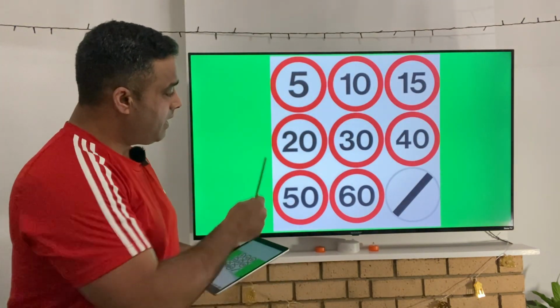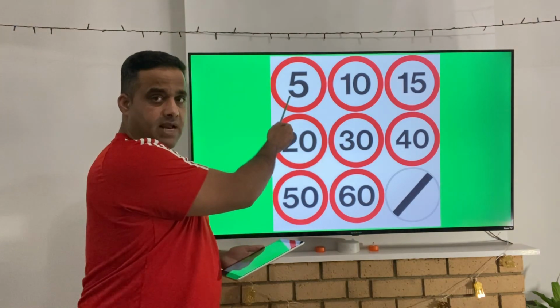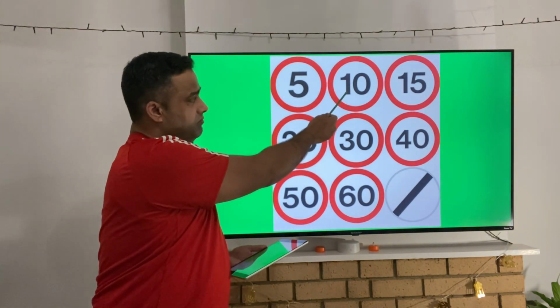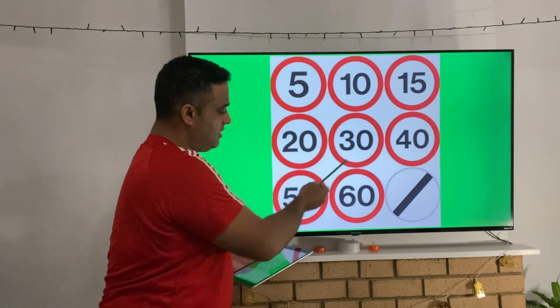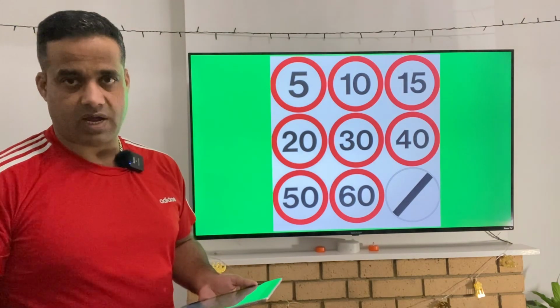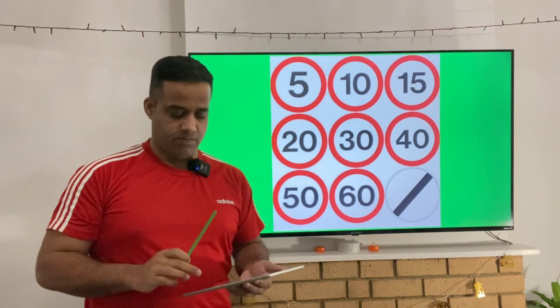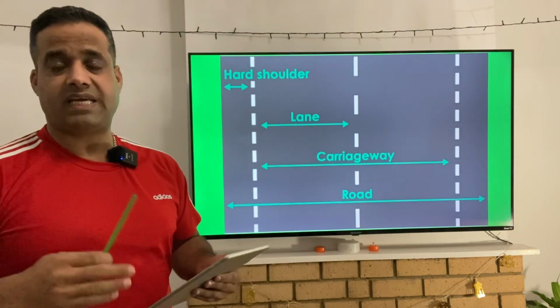Okay, so apart from those speeds, you might find speeds of 5 miles per hour, 10, 15, 20, 30, 40, 50, 60, and then obviously the national speed limit, right? So always look for the signboards. Okay, so now we will talk about the carriageways.